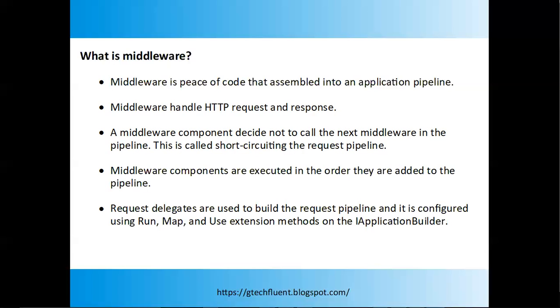So request delegates are used to build the middleware or request pipeline. Request delegates are configured using Run, Map, and Use extension methods on the IApplicationBuilder type that is passed into the Configure method in the Startup file. An individual request delegate can be specified inline as an anonymous method, or it can be defined as a reusable class. These reusable classes are a middleware or a middleware component.